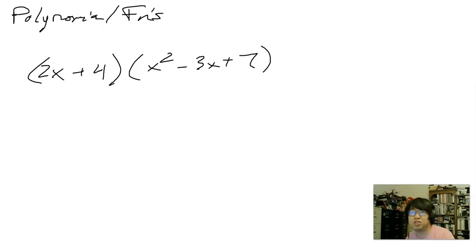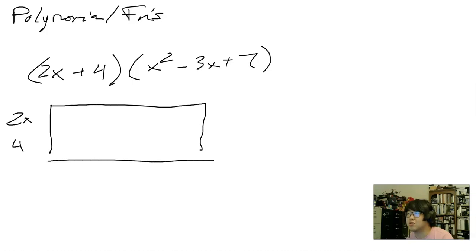Now with this one, you are still going to be foiling. But when you foil with these, you have to make sure you hit all of the terms. You have to distribute all the way. So one method you could use to do this better, and keep track of it, is to make a table where it will list all the terms for you. So on the side here, I have 2x and 4. On the top, I'm going to have x squared, minus 3x, and 7.